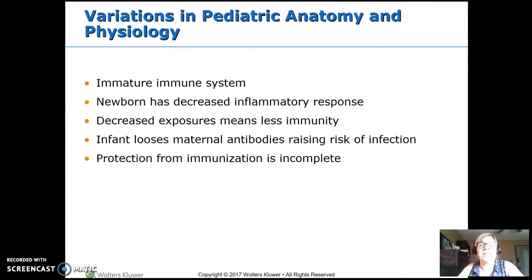So, variations in pediatric anatomy and physiology make them prone to getting so many infections. An immature immune system. Being a neonate means you are immune suppressed. That is just part of it. So with that, newborns have a decreased inflammatory response.